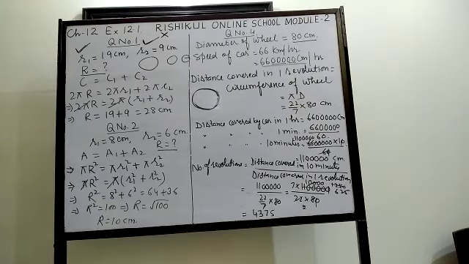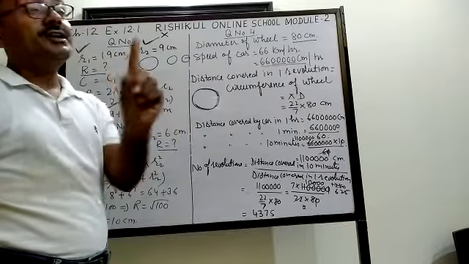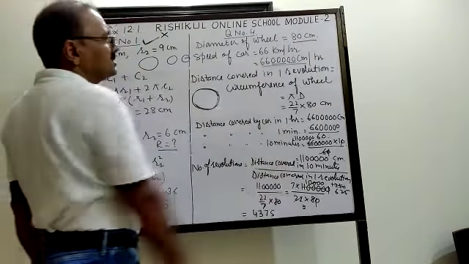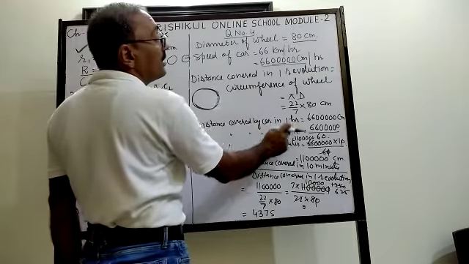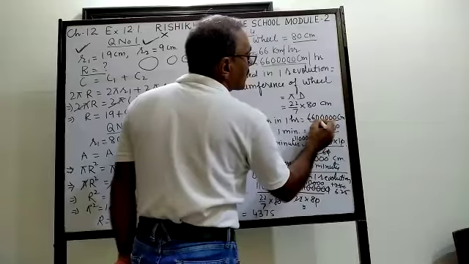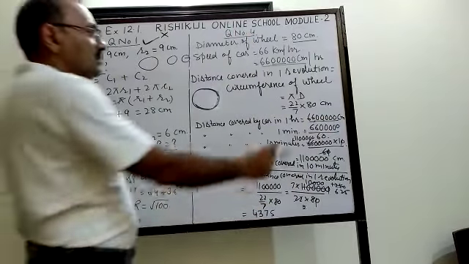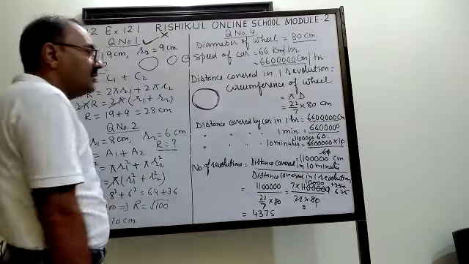And now we have to find how much distance covered by the wheel in 10 minutes. So speed of car 66 km per hour. So distance covered by the car in 1 hour, 66 and 0 0 0 0 0. Clear? Centimeter.